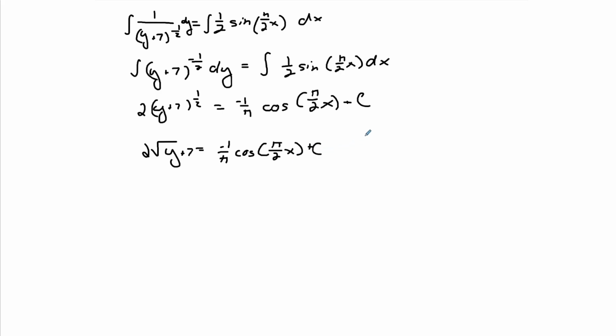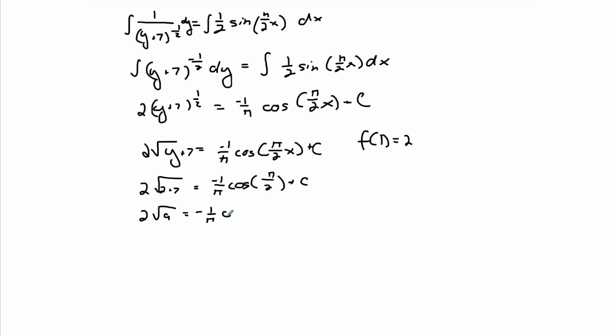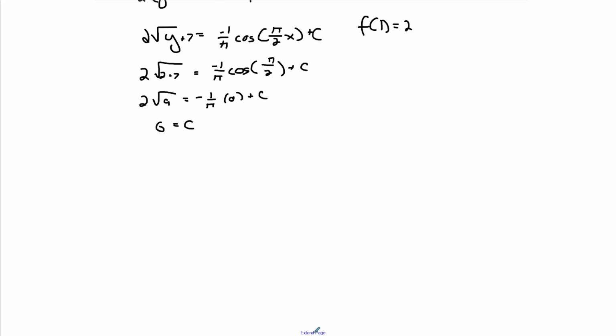So let's plug in the point that f of 1 equals 2. We're going to say 2 root 2 plus 7 equals negative 1 over pi cosine of, we would have just 1 pi over 2, plus c. So we're going to have 2 root 9 equals negative 1 over pi cosine of pi over 2, and cosine of pi over 2 is 0, plus c. So 2 square root 9, which is 6, equals c. Great. Now we have that 2 root y plus 7 equals negative 1 over pi cosine of pi over 2x plus 6 now.